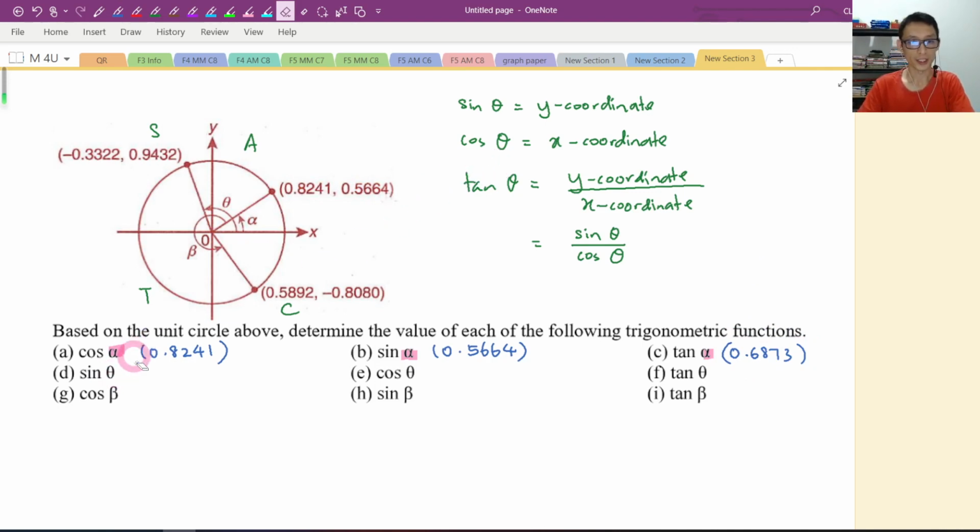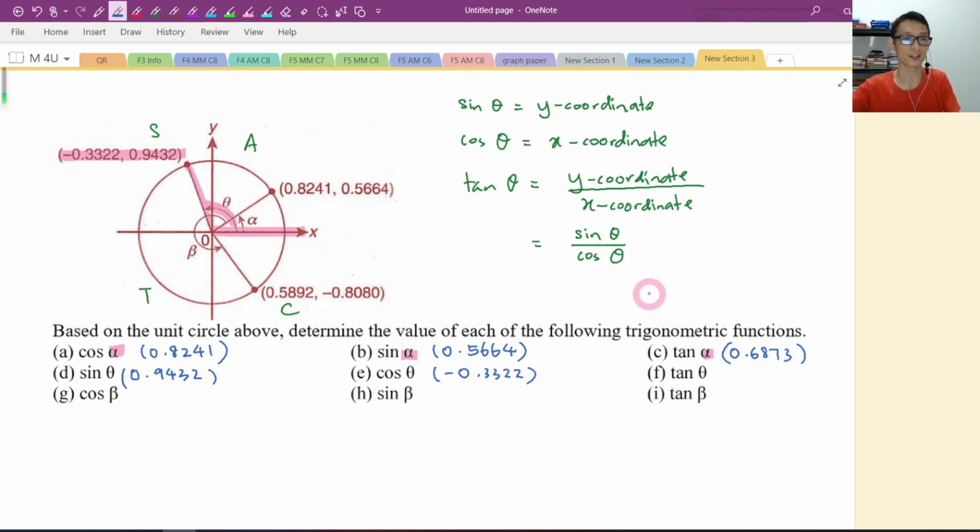Now let's go to theta. Theta is over here. This is theta. So we need to focus on this one. Sine theta, y coordinate. So will be 0.9432. Okay. Cosine theta, x coordinate, negative 0.3322. Tangent theta, y coordinate over x coordinate.